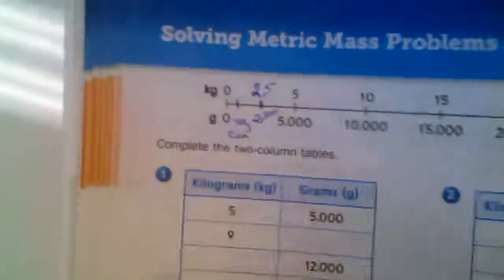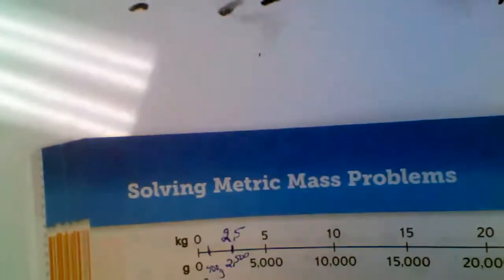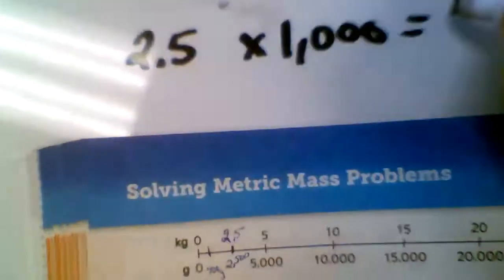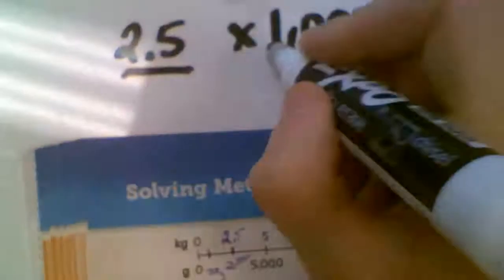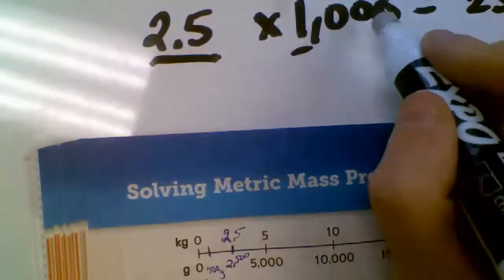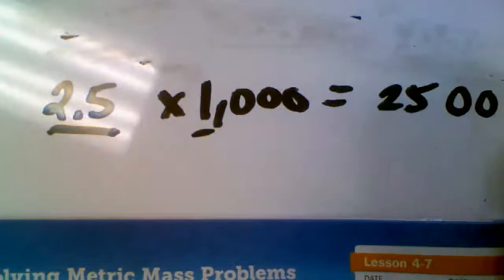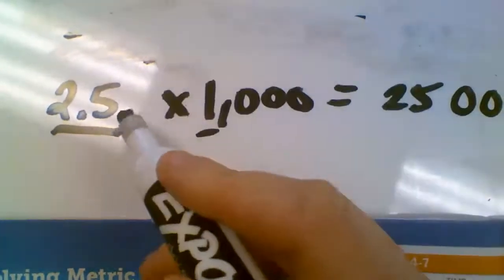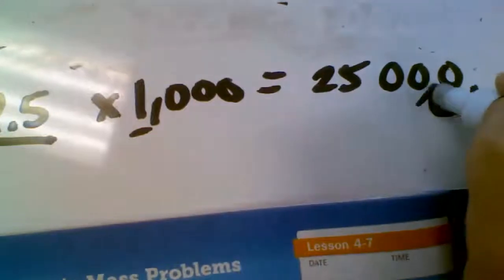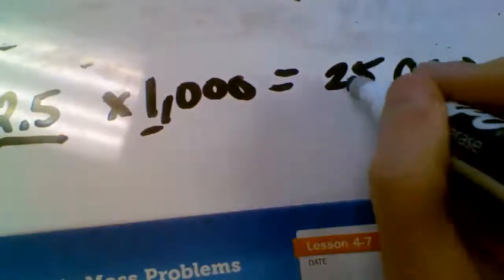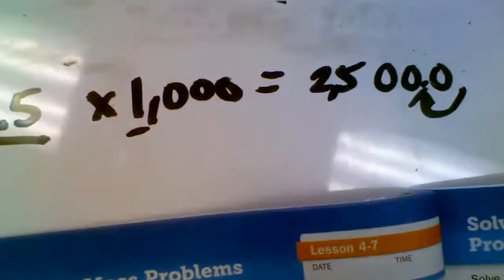Another way we could have done that is we can use our timesing here. 2.5 times 1,000 equals, we take our friendly numbers, 25 and 1, and then we count our zeros, 1, 2, 3. But this isn't our answer because we have a decimal. That means we need to bring it over 1 because it's 1 space after our decimal. We bring it 1 space over. So 2,500 grams.